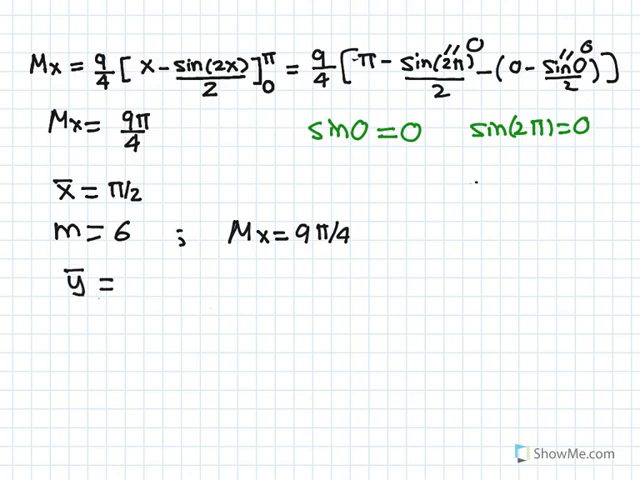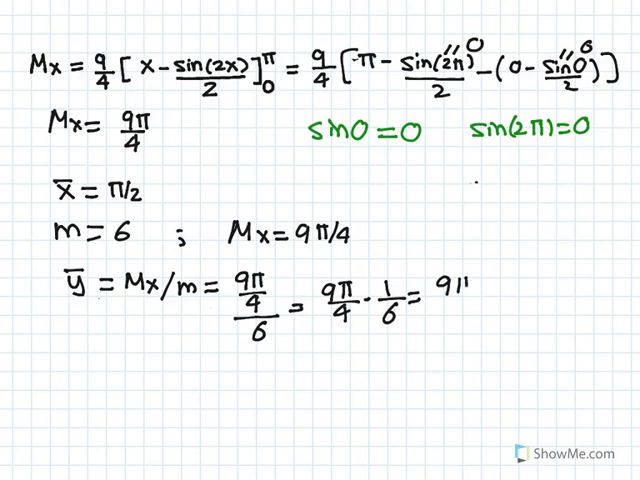y bar is equal to the moment with respect to the x-axis divided by the mass. The moment with respect to the x-axis is 9 pi divided by 4, divided by the mass, which is 6. So we get 9 pi divided by 4 times 1/6, and we get 9 pi divided by 24. Divide numerator and denominator by 3, we get 3 pi/8. So x bar is equal to pi/2. y bar is equal to 3 pi/8.